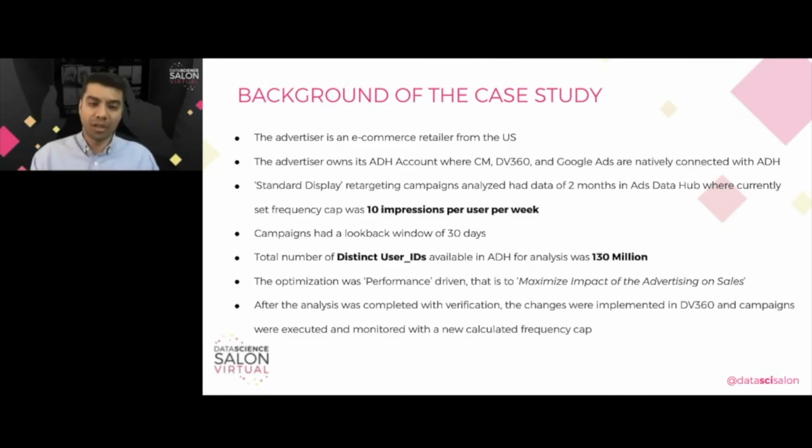Campaigns had a look back window of 30 days. Overall, the number of user IDs that we had was 130 million, considering it is a big e-commerce retailer. The optimization was performance driven, so we need to have a success KPI in mind while performing this analysis. Our optimization was driven by maximizing the impact of advertising on sales. That could be increasing sales, or it could be saving money. We have detailed steps later on. After the analysis was completed with verification, we had time to change the targeting in DV360, and then the campaigns were run again and monitored with a new calculated frequency cap.